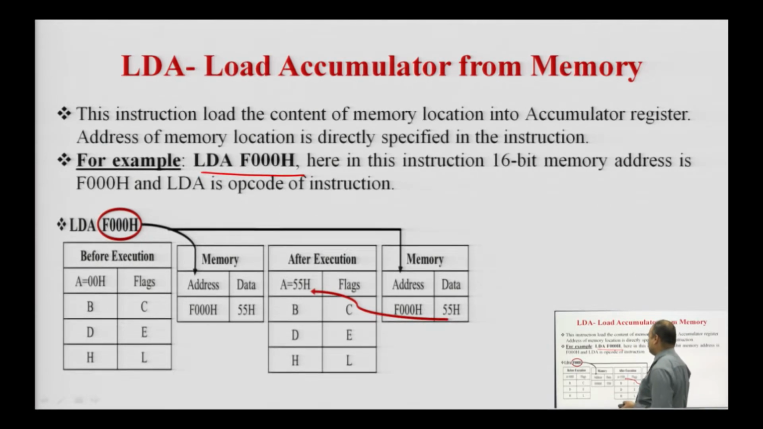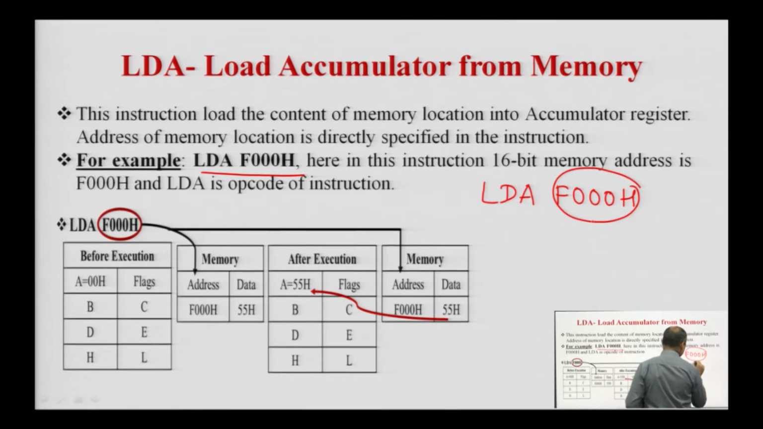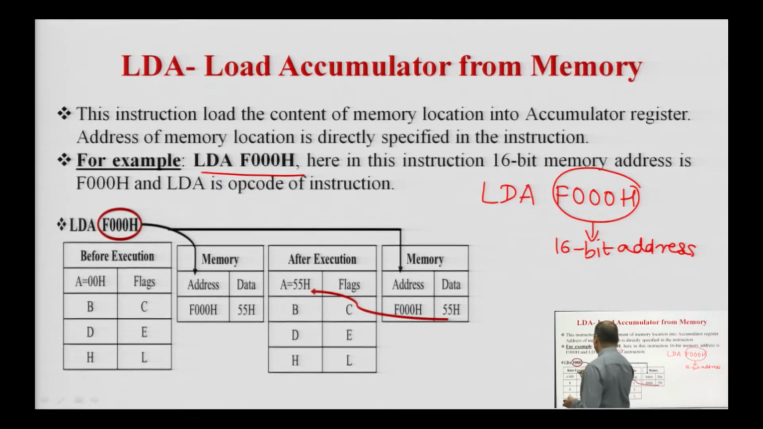So, let us see the example of this LDA instruction. The instruction is LDA F000 H. So, this is nothing but the 16-bit address of the memory location which is directly specified with this instruction. So, this F000 H is the address of the memory location, and at memory location F000 H, the data is 55 H.